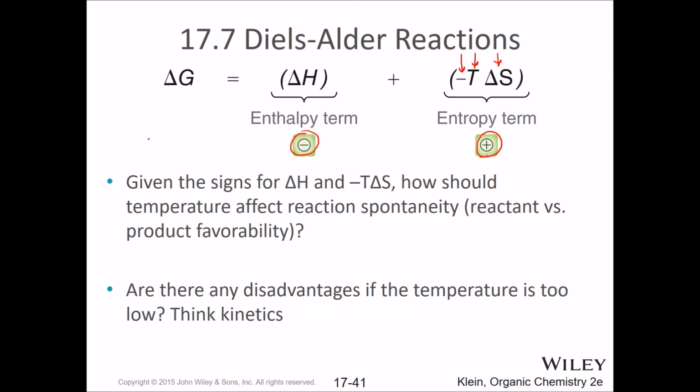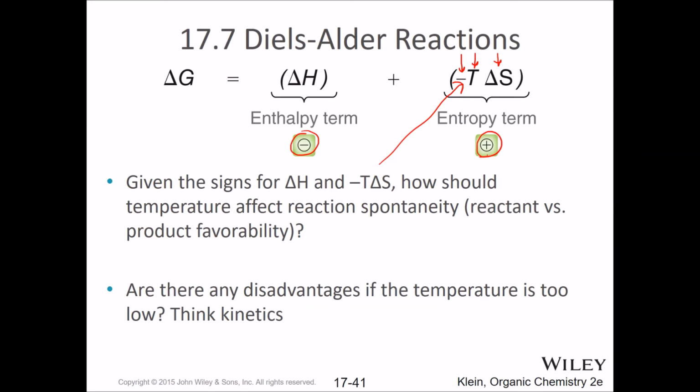So suppose that you know that this is negative and this is positive. Do you expect delta G to be positive or negative? Can you see that it depends on temperature? We did this in principles too, but here's a chance for us to use it now. The free energy change of a Diels-Alder reaction is going to depend on temperature.